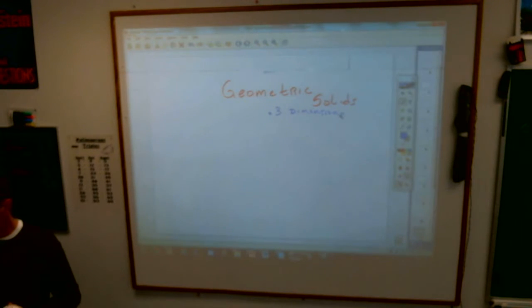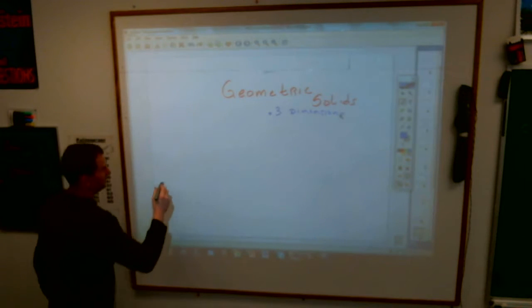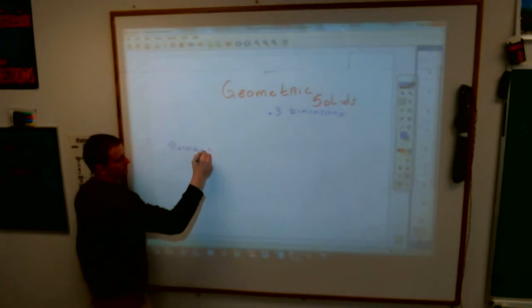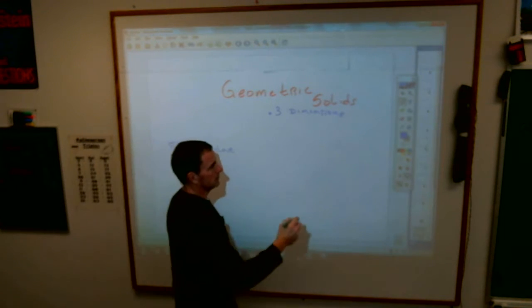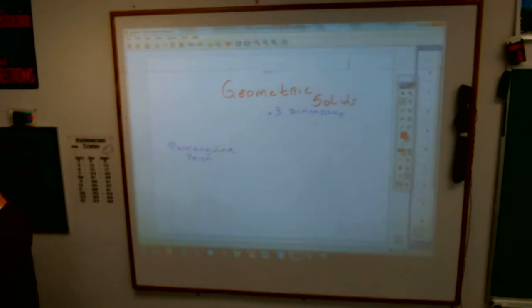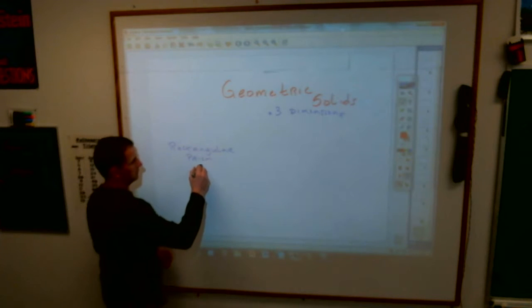Okay, but here are the ones that we are going to talk about. We are going to talk about a rectangular prism. Have we done these before? A prism, dear 5th graders, is a 3-dimensional shape that has identical bases, but we'll get into that later. A rectangular prism is nothing more than a box, by the way. Just write that down.